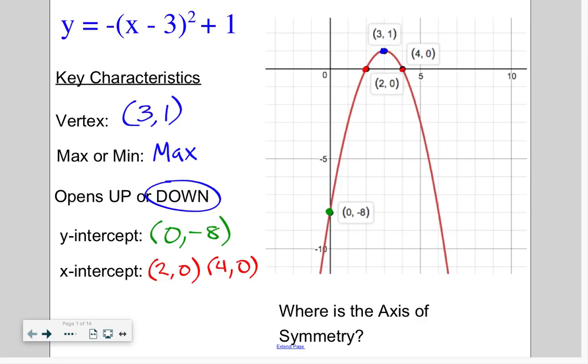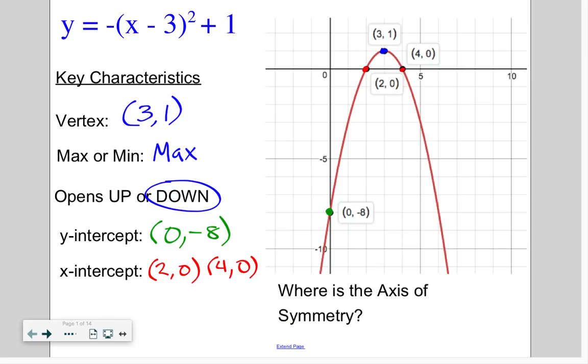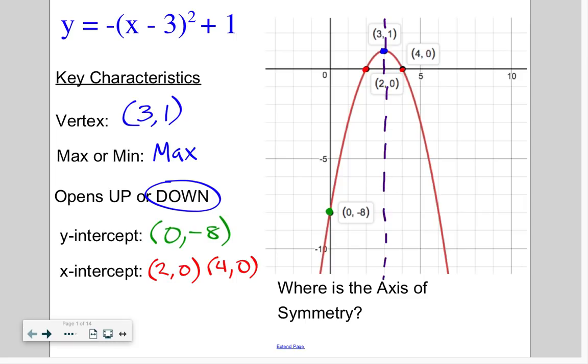Where is the axis of symmetry? The axis of symmetry is the mirror image line that's reflected and has symmetry on both sides of it. So it's the one that goes right down the middle. It's the line that goes right through the middle of the parabola. It's always a vertical line until you get to conic sections in Algebra 2. But for our purposes, it'll always be vertical. So it'll always be going through the x-axis.